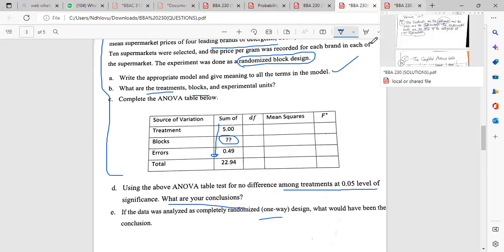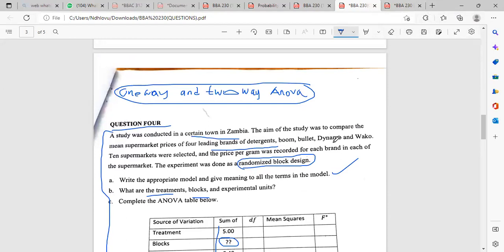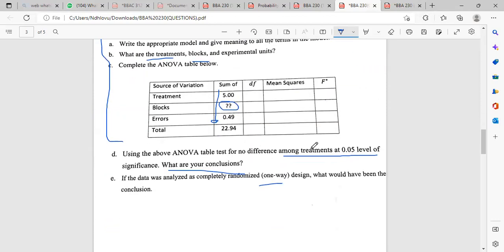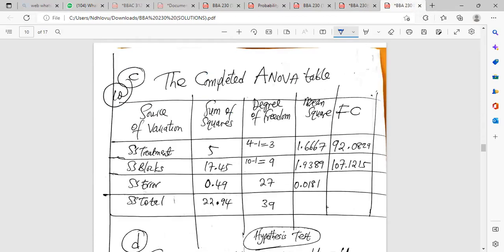So the degrees of freedom, we will get down to it, because for the treatments, we have 4 detergents, that is Boom, the Bullet, the Dynamo, and the Waco. So we have these 4 treatments, but the blocking aspect here was the 10 supermarkets. All right, so the 10 supermarkets were selected. So these were the blocking aspect of it. This is just paying particular attention to details according to what we're having right now.